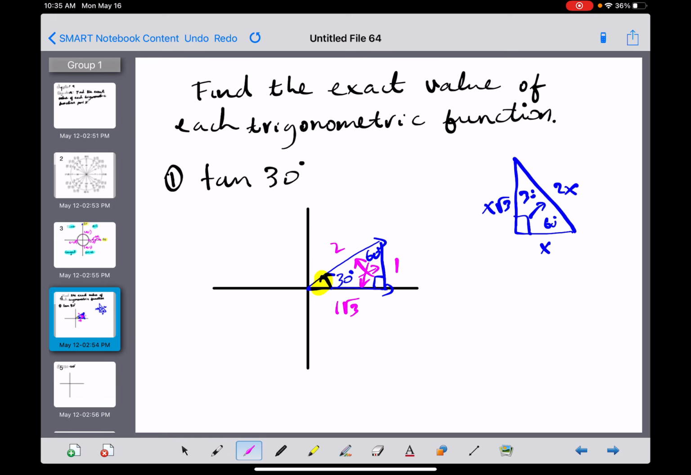Now when we do the problem, we look at tangent 30 degrees from where the origin is. Tangent is opposite over adjacent, so it's going to be 1 over square root of 3. And since we can't have a square root of 3 at the bottom, we multiply square root of 3 top and bottom. Then we get square root of 3 over square root of 9, which is square root of 3 over 3.